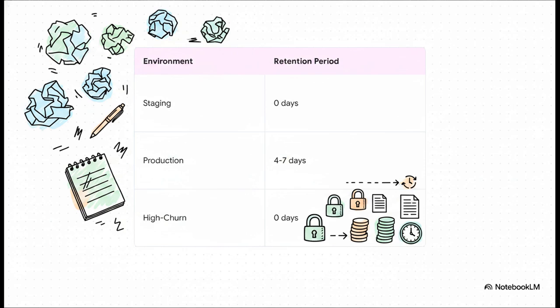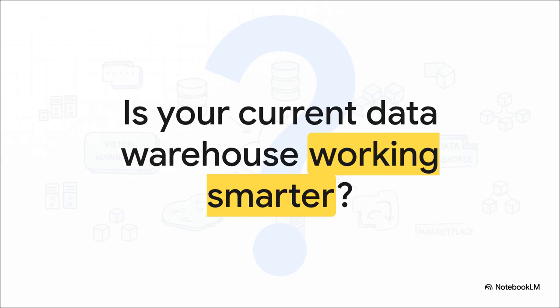But for your production data, your actual, finalized, super important sales records, you should maintain a retention period of 4 to 7 days with an absolute minimum of 1 day. That ensures you have a reliable backup window to recover critical info if someone messes up, but without bloating your storage bill indefinitely. And that brings us to the end of our breakdown.